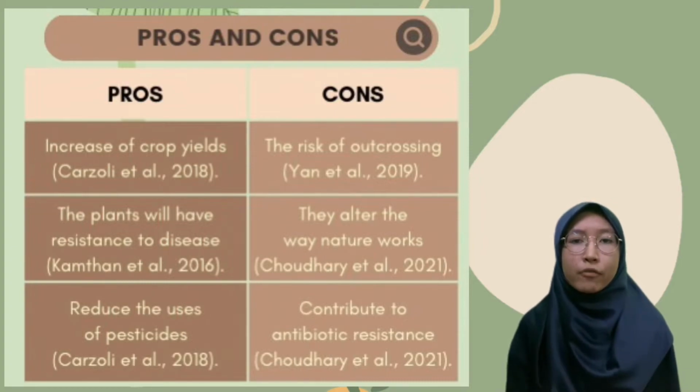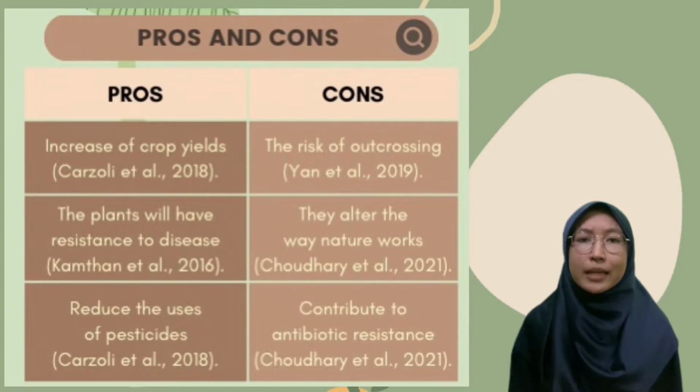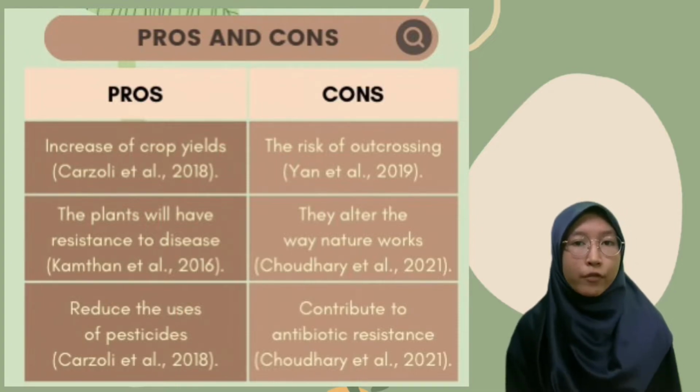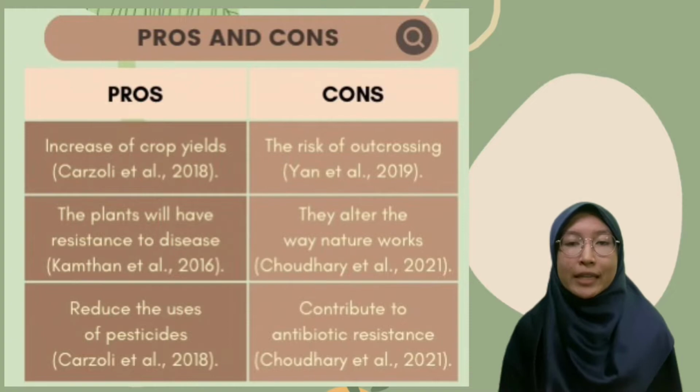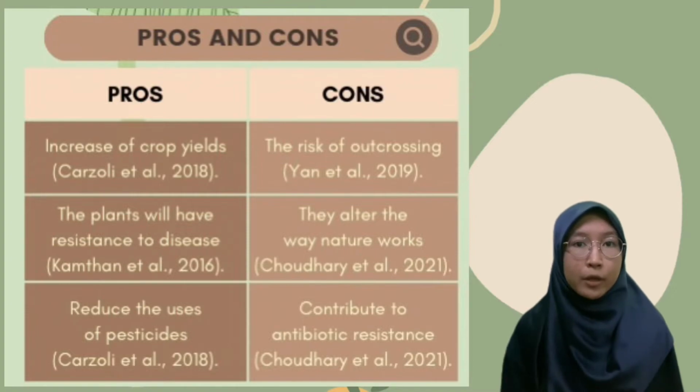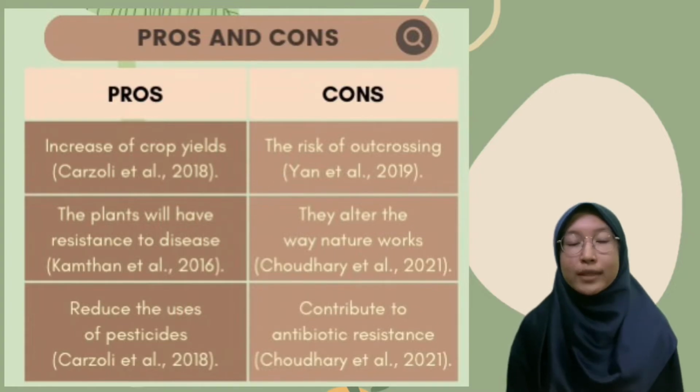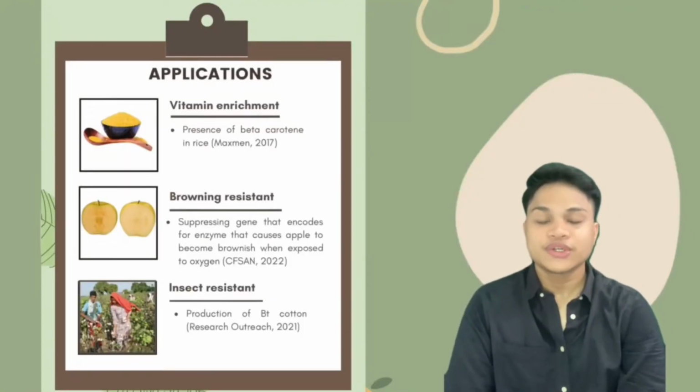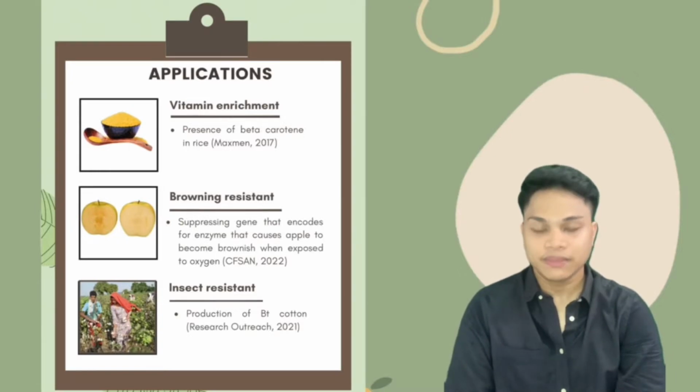Okay, next, for the disadvantages, the first is the risk of outcrossing, which refers to the movement or mixing of genes from GM plants into conventional crops. Then it may have an indirect effect on food safety. Second, GM plants are believed to alter the way nature works. For example, insect-resistant plants might harm insects that are not their intended target. Meanwhile, the target insect could develop resistance to this plant, which requires farmers to take aggressive measures to control the problem. Now I will introduce some of the applications of GMO in plants.